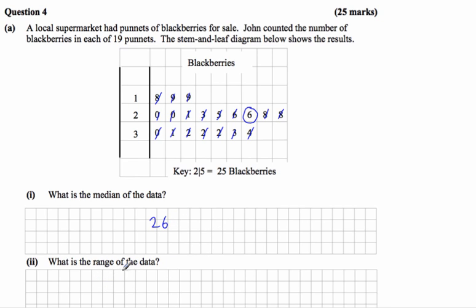Part 2 says, what is the range of the data? Well, the range is the biggest number, take away the smallest number. So the biggest number is 34, and we subtract the smallest number, which is 18. So 34 take away 18 is 16, and that's our range.